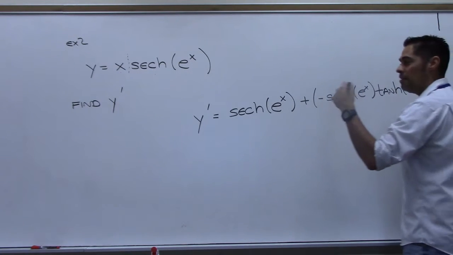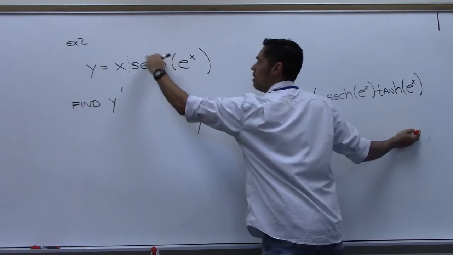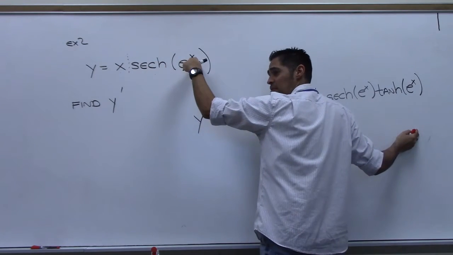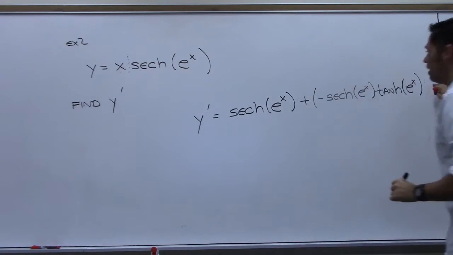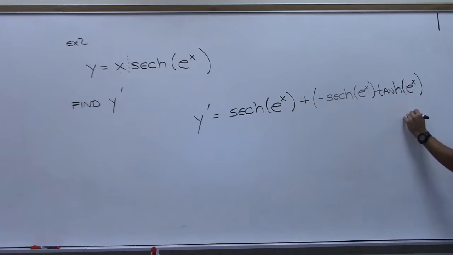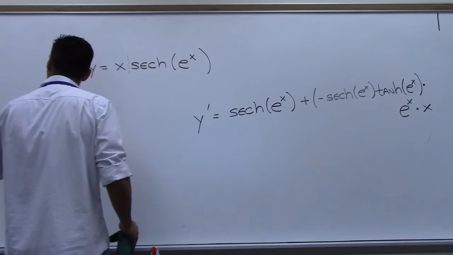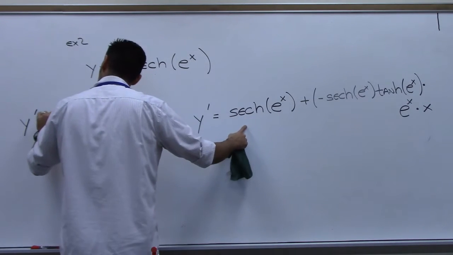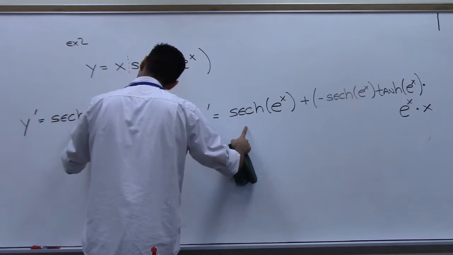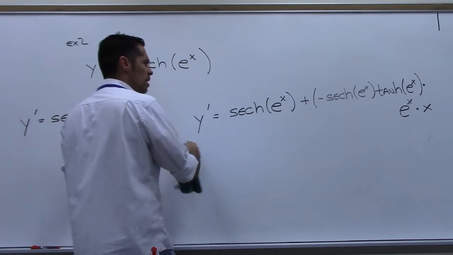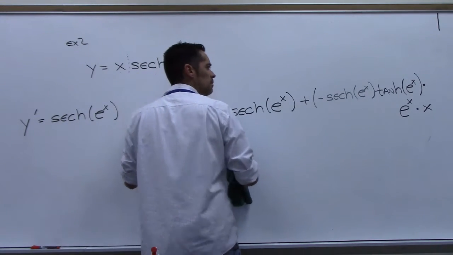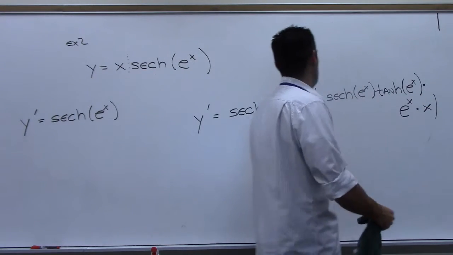Times the derivative now. So we're done with secant hyperbolic, right? Sorry, secant. We're done with that. So we go inside and take the derivative of what's in there, which is e to the x. And that's, I'm going to put it here. So times now e to the x, and then times x to finish off the product rule. So here's what we get. Our derivative would be secant hyperbolic e to the x. Is this going to be plus or minus here? I think I'm missing a parenthesis here, yeah. A minus.